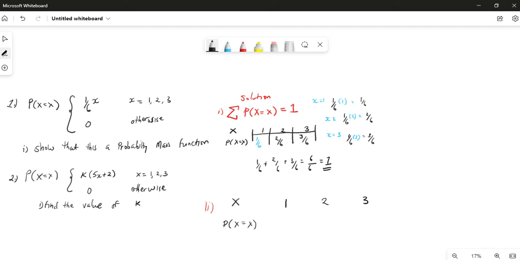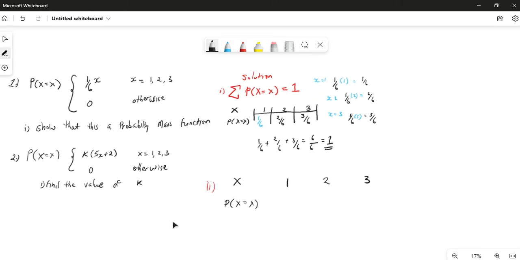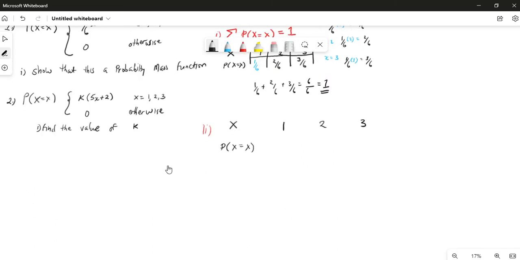We also have to solve on the other side. When x equals 1, we put it in this formula here, k open brackets 5x plus 2. So we're going to have k, let's substitute the x with 1: 5 plus 2. 5 times 1 is 5. 5 plus 2 is 7. 7 times k, 7k.